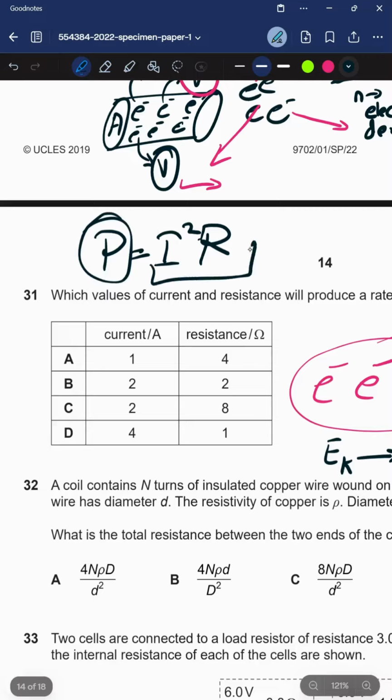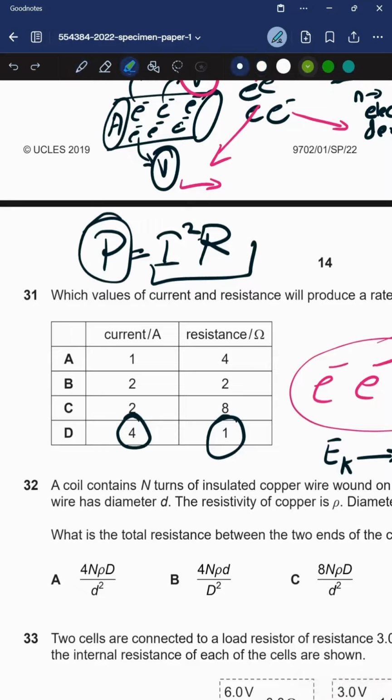So if we use this formula I squared R, we can say that if we want 16 joules per second of energy, we must have 4 amperes of current and 1 ohm of resistance. So that 4 squared is 16, and 16 times 1 is 16 joules per second. Alright, so the correct option is, we can go with option D.